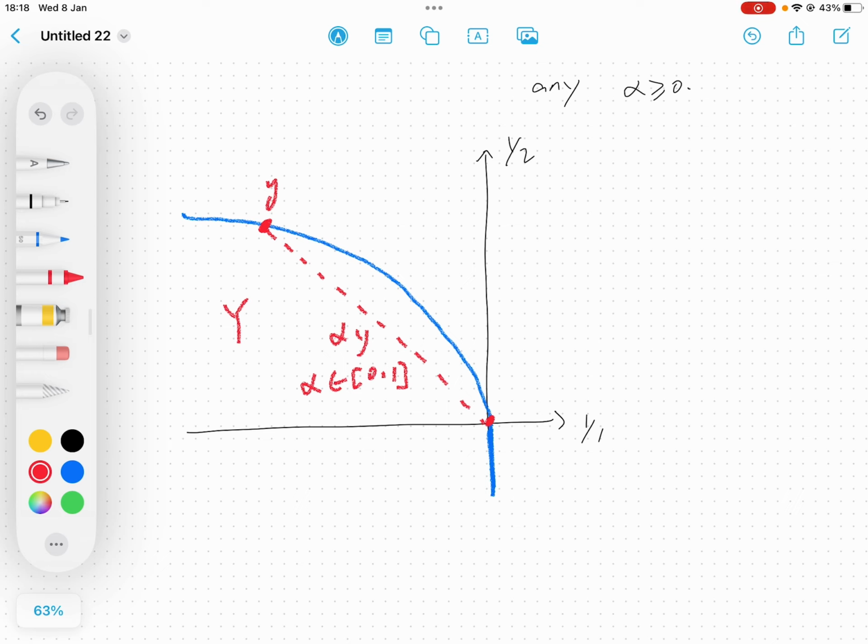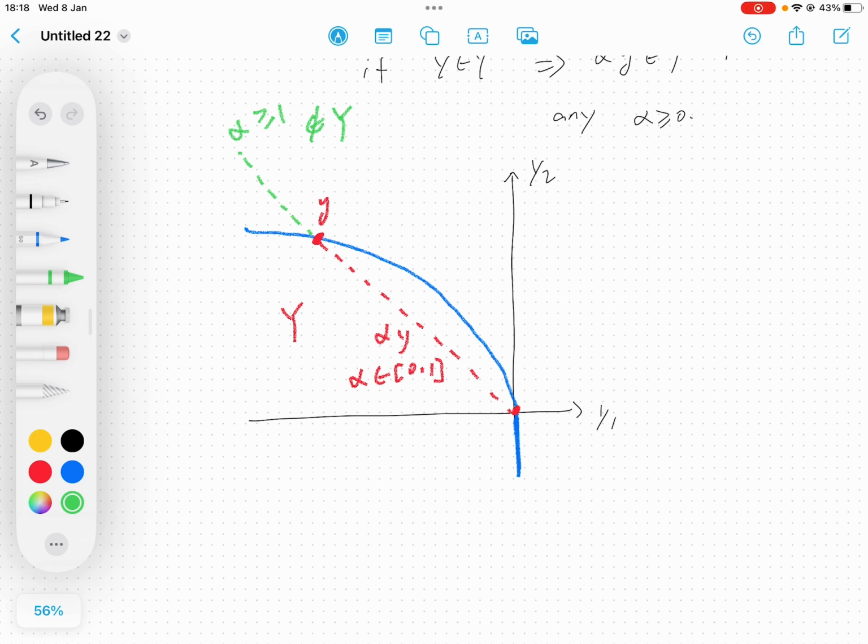But here we can also notice that it's not satisfying non-decreasing returns. If we choose another point and connect it with the origin, for example this y, and further extend this out to have some alpha greater than or equal to 1, then this is not in Y. So that'll be the first example.